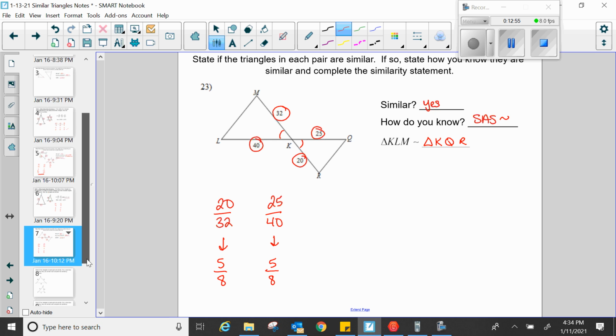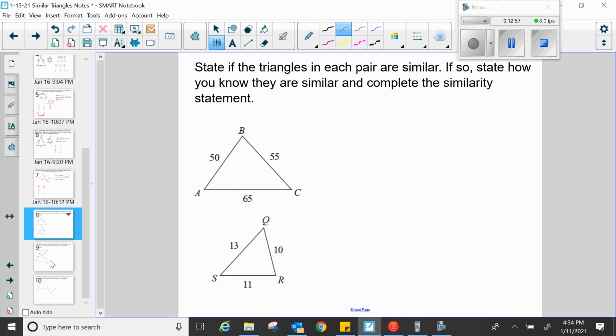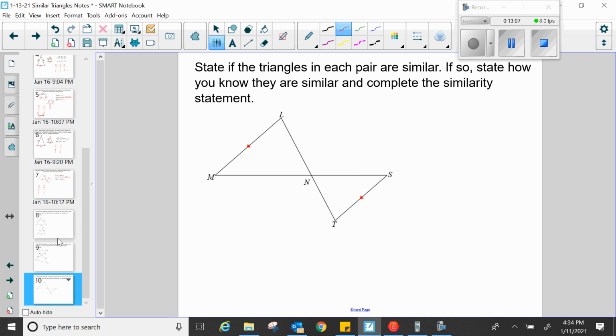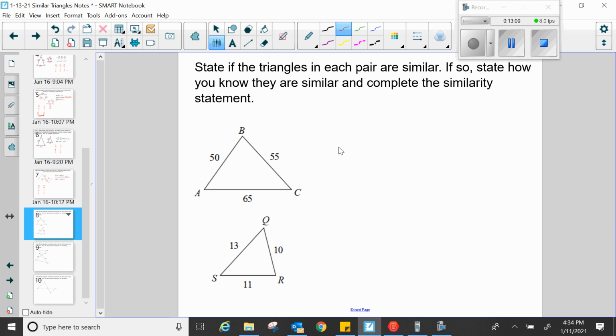So the next three slides are just jumbled up. They're in no particular order. I just kind of wanted to go through them so you can see how you might decide which theorem you might use if it was jumbled up. So on the first example here, this to me screams side-side-side, because there's three sides labeled here and three sides labeled here. So let's see if they are proportional.